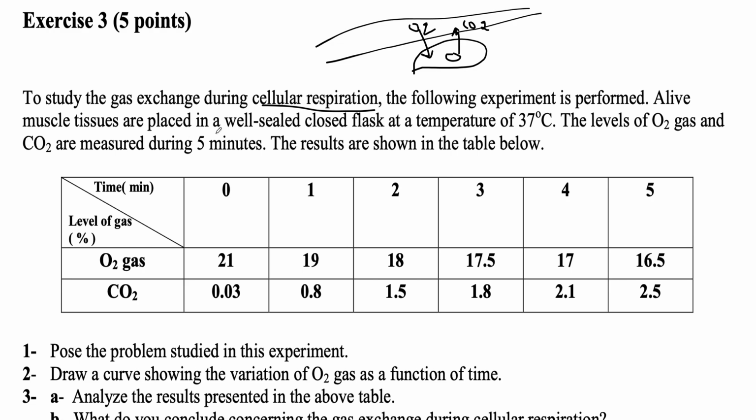Alive muscle tissues are placed in a cell wall sealed closed flask at a temperature of 37 degrees Celsius. The levels of O2 and CO2 are measured during 5 minutes. The results are shown in the table below. After 5 minutes, the level of oxygen decreases from 21 to 16.5%, while the level of CO2 increases from 0.03 to 2.5%. First question: pose the problem studied in this experiment. Since it says to study, not to determine, this is the aim of my exercise.